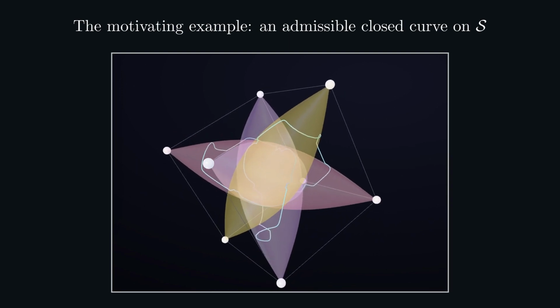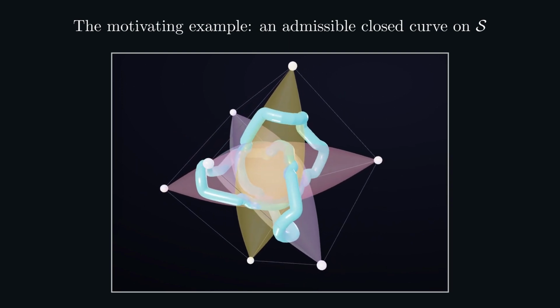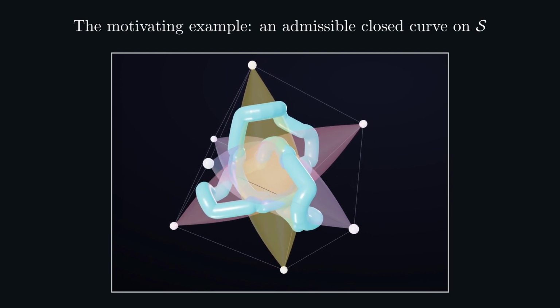Here is the motivating object itself, with a closed curve running along its sheets and passing through the seam graph.